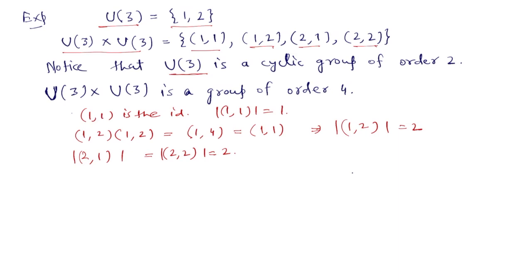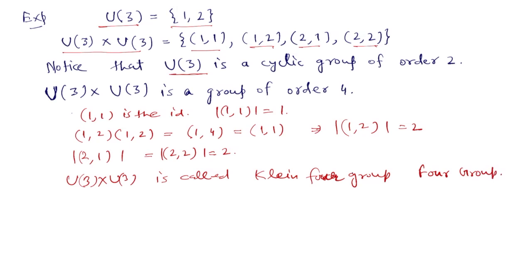So this U3 cross U3 is called the Klein 4 group, or simply the 4 group. It is denoted by K4 or V. So starting with U3, we have obtained a new group U3 cross U3. So this is how the external direct product helps us. It helps us to find new groups from the old ones.